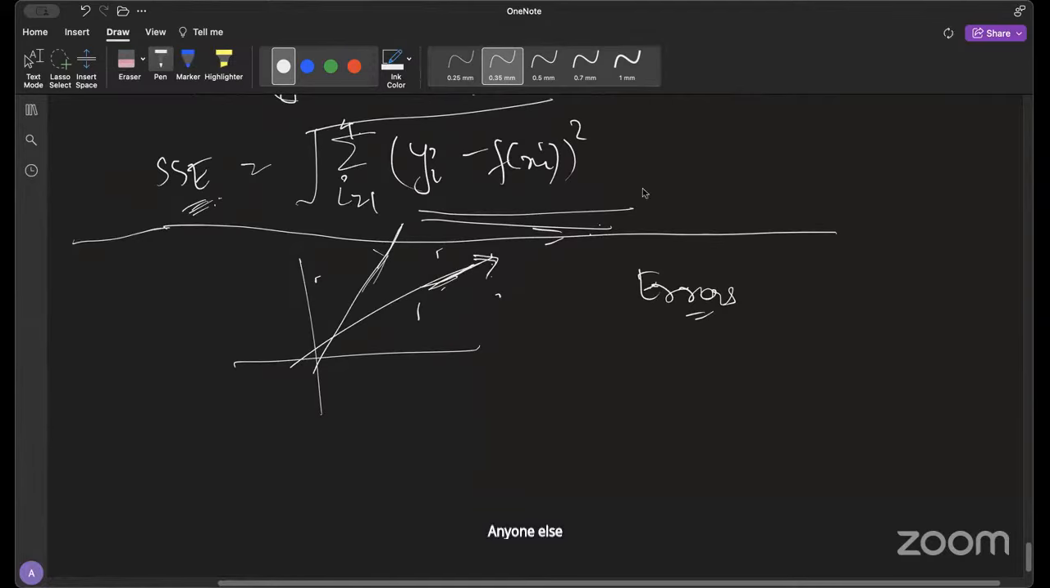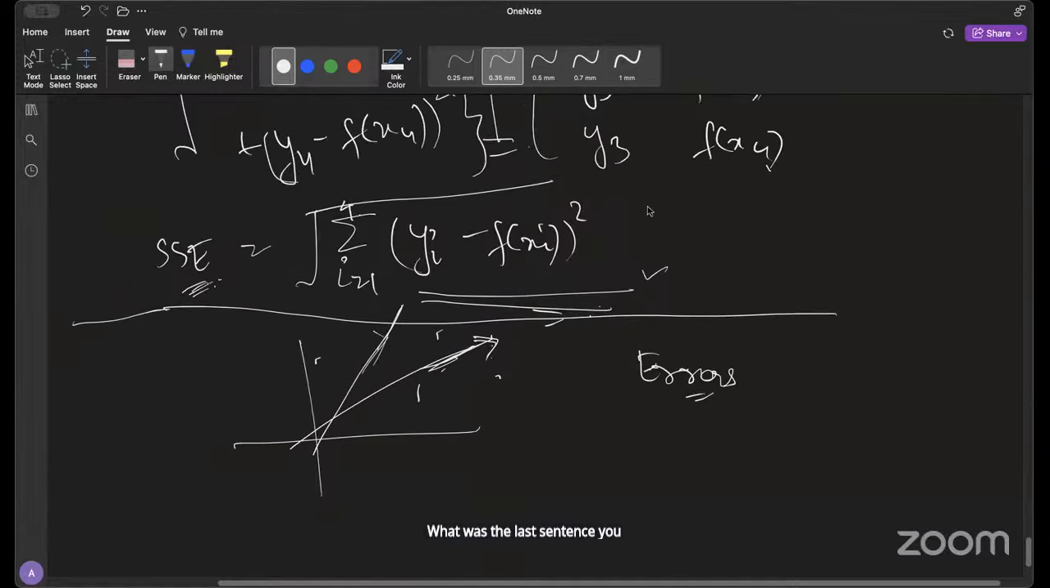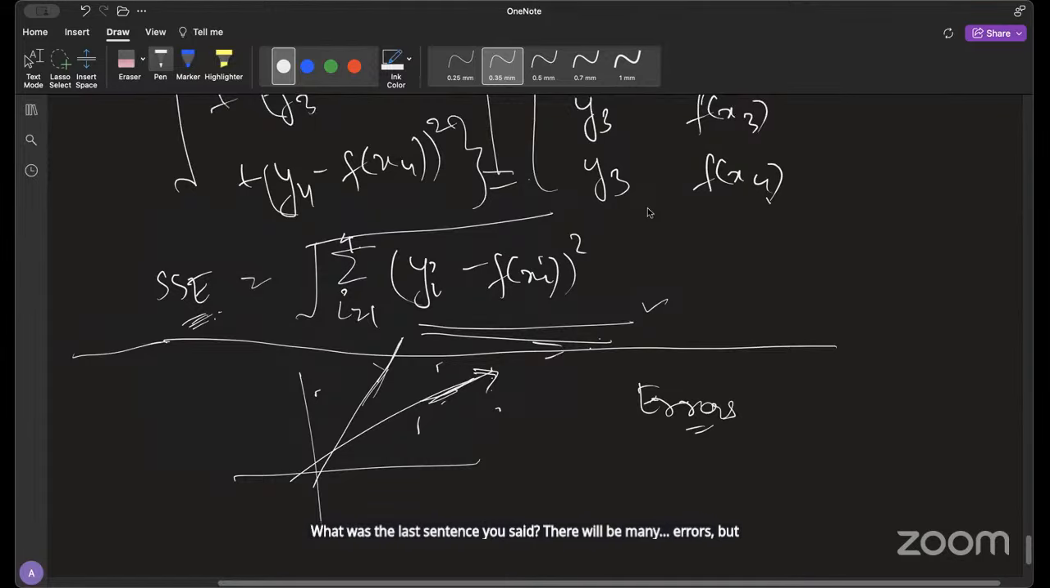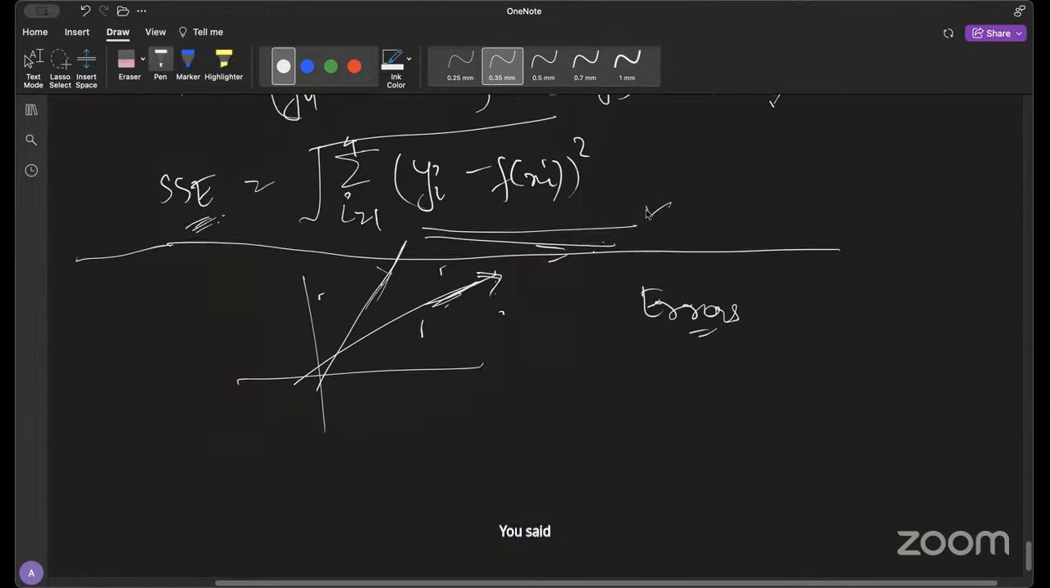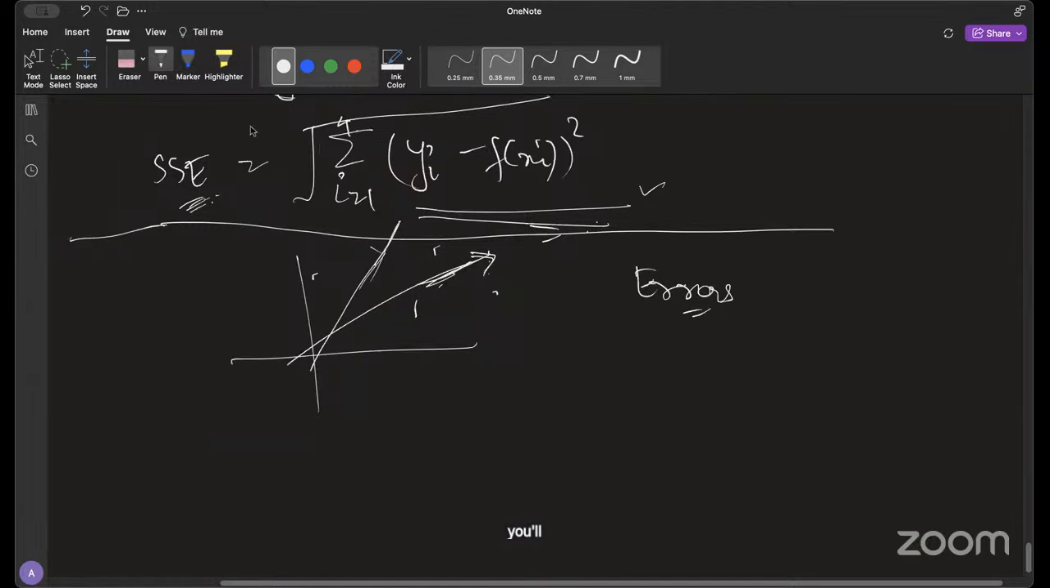Anyone else has any doubt from this part? What was the last sentence you said? There will be many errors, but there is one SSE only. You'll most probably only be given one line. But there could be questions where you have been given 2-3 lines, and then you're asked which one of them suits the data better. So the one with the lesser sum of squared errors is going to be a better fit for the data. Better fit for the data means if you have this data, then this is going to be a better fit compared to this one, right?